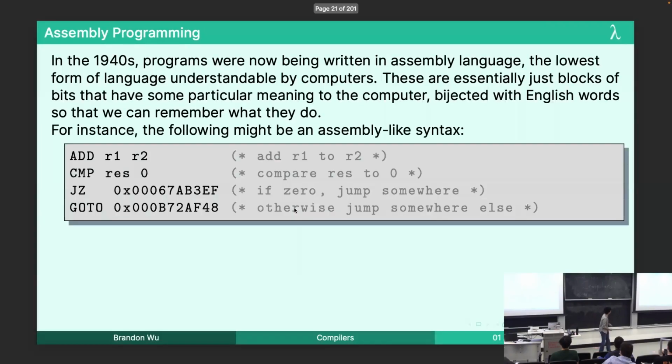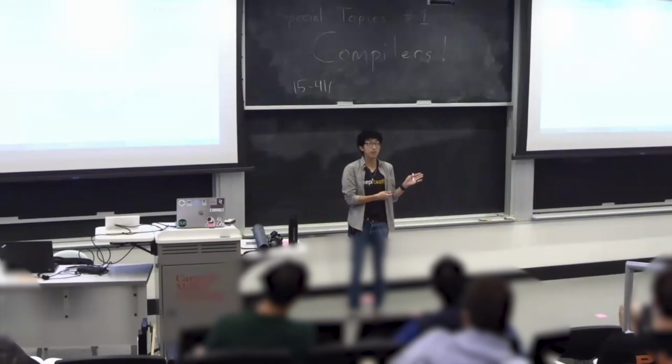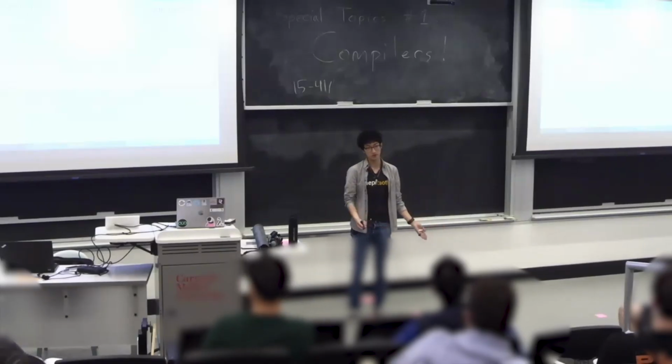And here's an example. So I might write an assembly-like syntax that's like add R1 to R2, and I compare the result of that to 0. And if it's 0, I jump to 0x00067AB3EF. Otherwise, clearly I must go here. If I didn't go there, I go to blah, blah, blah, blah. And the point is that this will be everywhere in your code. And I'm sure some of you have read such assembly. So this is what people were working with when they didn't have punched cards.